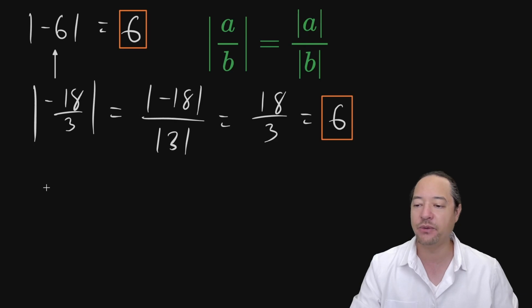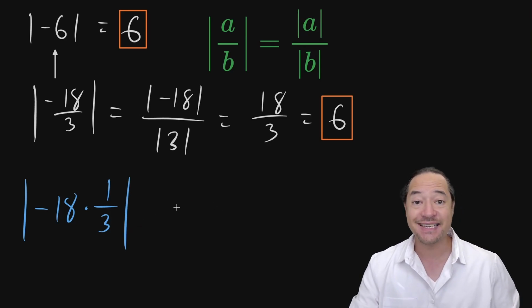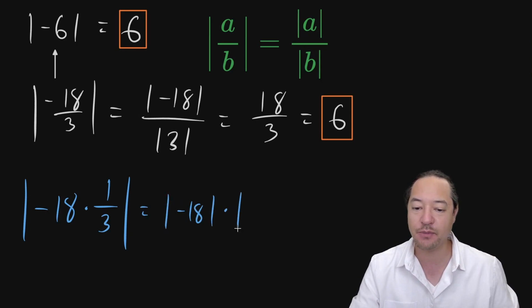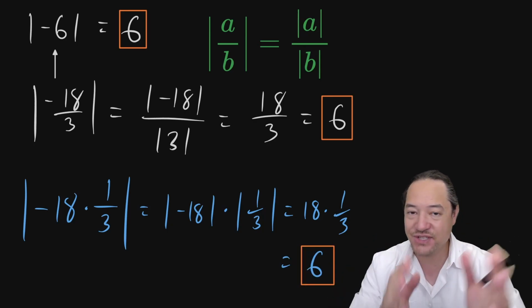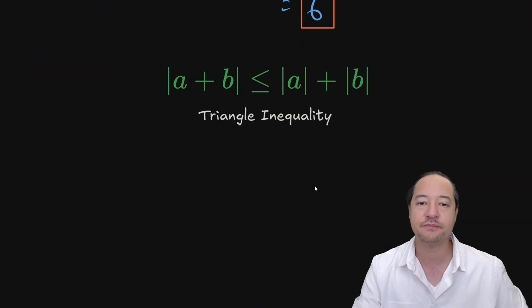So let me show you how that might work, right? If we have this here, we can think of this as the absolute value of -18 multiplied by the reciprocal of the denominator. The denominator is 3, so the reciprocal of that is 1/3. And now this is a multiplication operation, so we can use the first rule, right? So this is basically the same as the absolute value of -18 multiplied by the absolute value of 1/3. And again, that's just going to give us 18 times 1/3, which is 6. Okay, so these two rules are basically the same thing if you interpret division this way. Let's look at the next one.